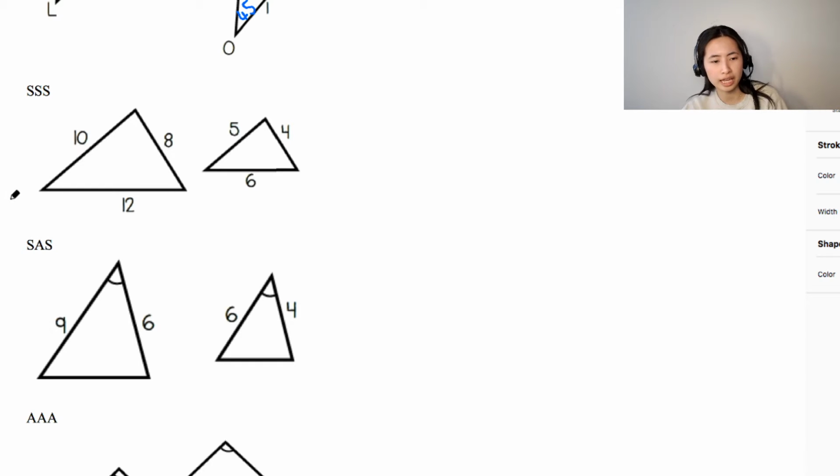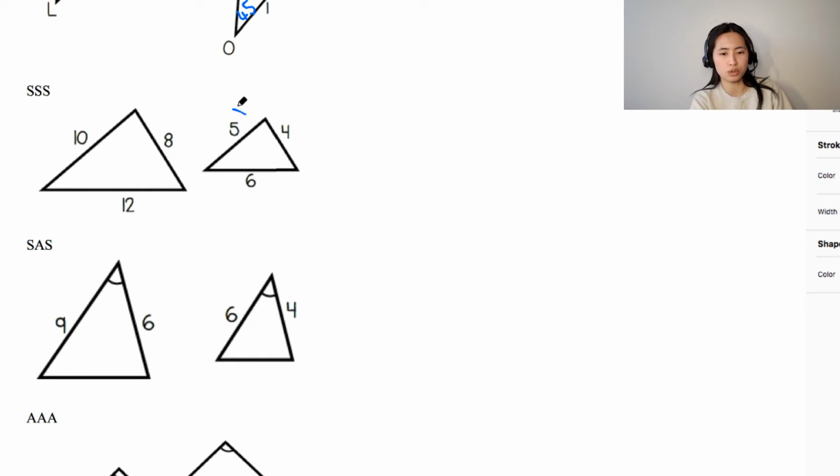If you're looking at these two triangles, you know that this side is 10 and this is 5, so they're proportional. This side, 8, is also proportional to this side, which is 4. And then you have 12, which is also proportional to 6. Does that make sense? And what is the factor that you multiply this triangle by to get 10, 8, and 12? You need to multiply by 2.